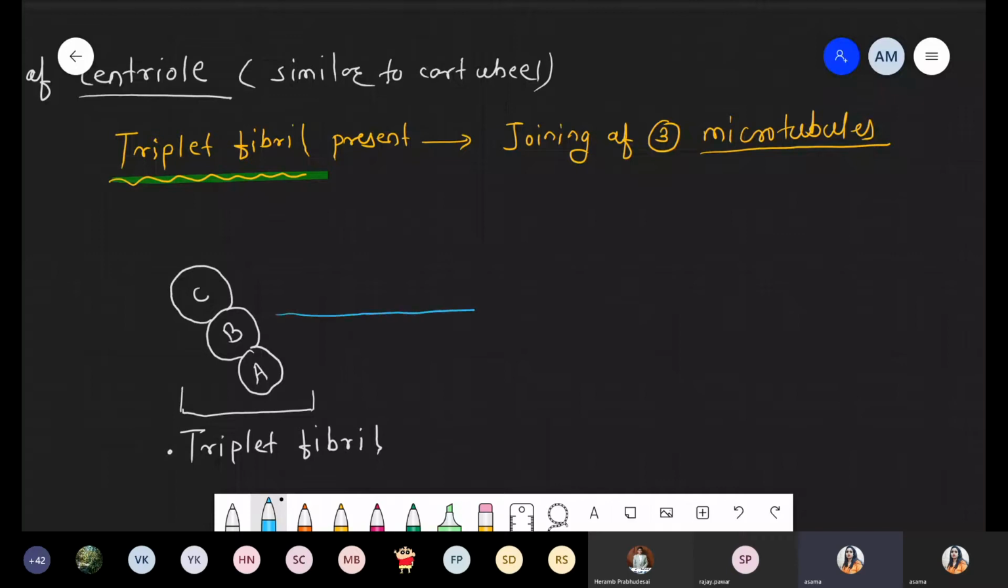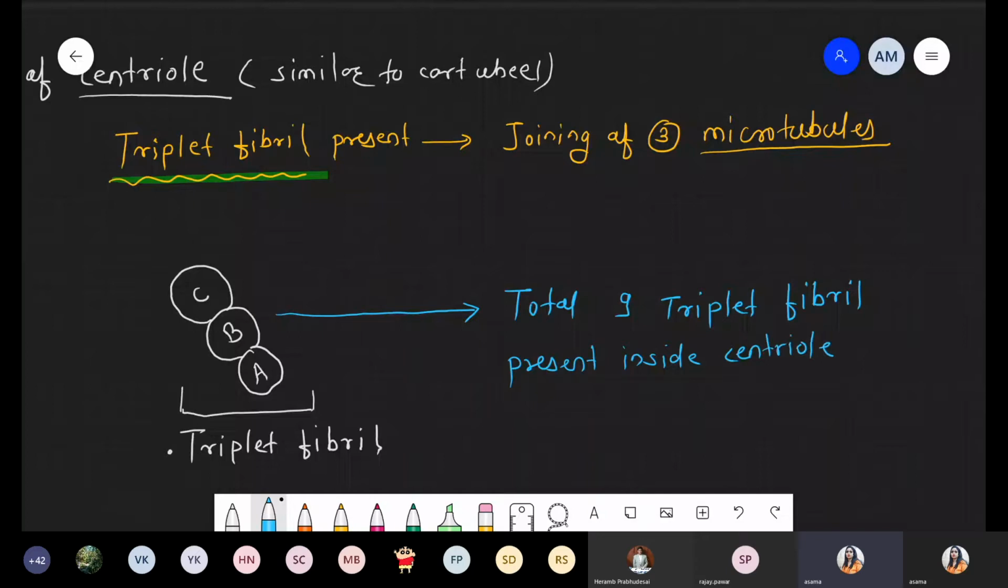Now, if I'm talking about the typical structure of centriole, inside the centriole a total of 9 triplet fibrils are present. Each triplet fibril consists of 3 microtubules: A, B, C. A single triplet consists of 3 microtubules.